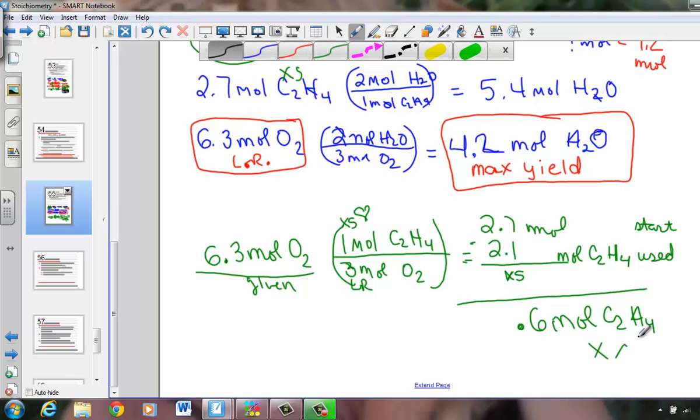And that's what I'll highlight very clearly here. The excess reagent, C2H4, was left unused. Maximum yield, 4.2 moles of water. Therefore, oxygen, at the end there's none. There's 0 moles of oxygen. It's gone, limiting the product. So all 6.3 moles of oxygen were used, called the limiting reagent. We started with 2.7 moles, but the very definition of excess means that's more than we used. We left 0.6 moles sitting there unused at the end of our equation. We're getting the hang of this. Good work.